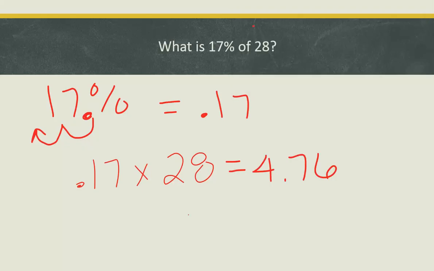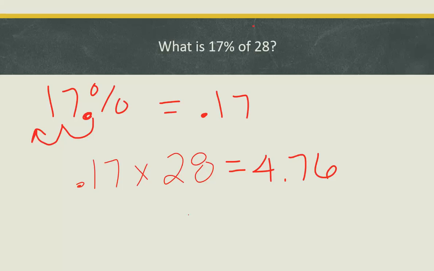It's always a good idea to take a minute and reflect if that answer makes sense. 17% is a small amount. It's definitely less than half. So half of 28 is 14. So I'm well below that. So I feel confident that that's a reasonable answer.